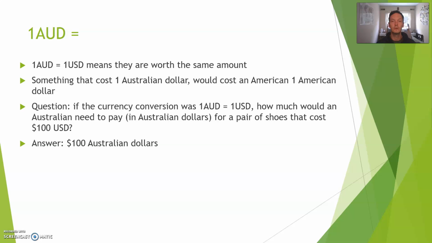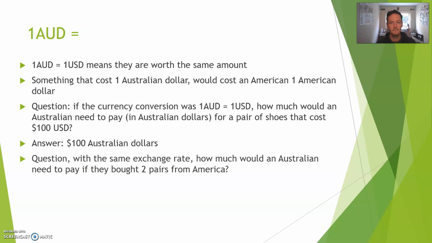Okay, so because they are worth an equal amount, a pair of shoes that is 100 American dollars is going to cost 100 Australian dollars because the currency exchange rate is the same. Now, it's not often like this though, okay? But we'll keep on with another slightly more advanced question.